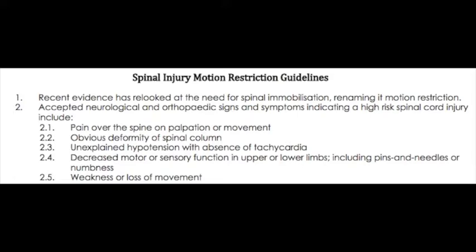These include pain over the spine on palpation or movement, obvious deformity of the spinal column, and any unexplained hypotension in the absence of tachycardia, which would indicate that the patient is suffering from neurological shock or spinal shock. Any decreased motor or sensory function in the upper or lower limbs, which would include pins and needles or numbness, and any weakness or loss of movement. If any of these are present, the patient would definitely need spinal injury motion restriction and would need their C-spine to be cleared neurologically once they are in the emergency room.